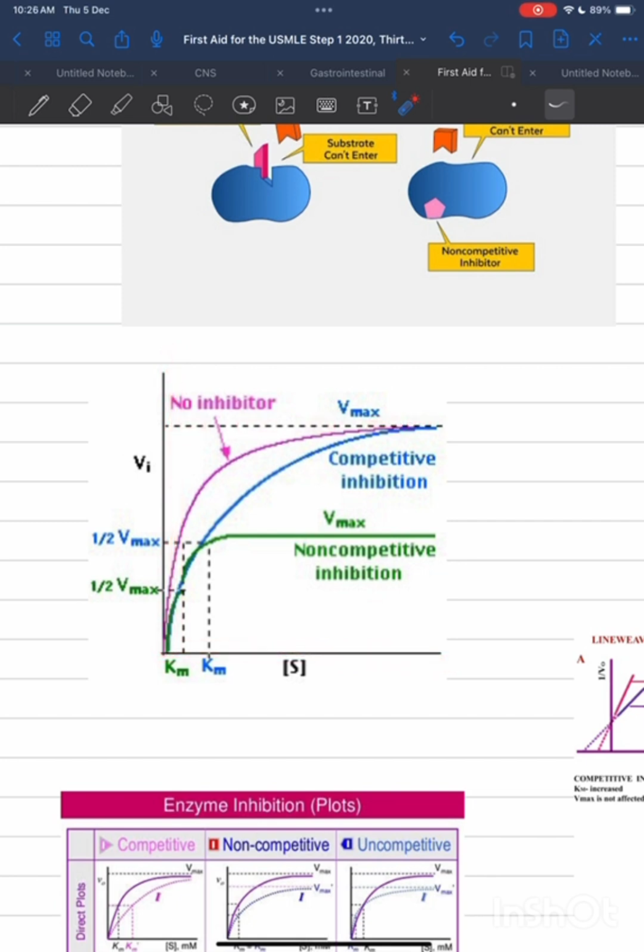What does it mean? It is the maximum velocity at which all the enzymes are saturated with substrate. So all the enzymes are saturated. That point is Vmax. And what is Km? Km is the substrate concentration at which half of Vmax is achieved. Okay, so this is Km and this is Vmax, and that's it.